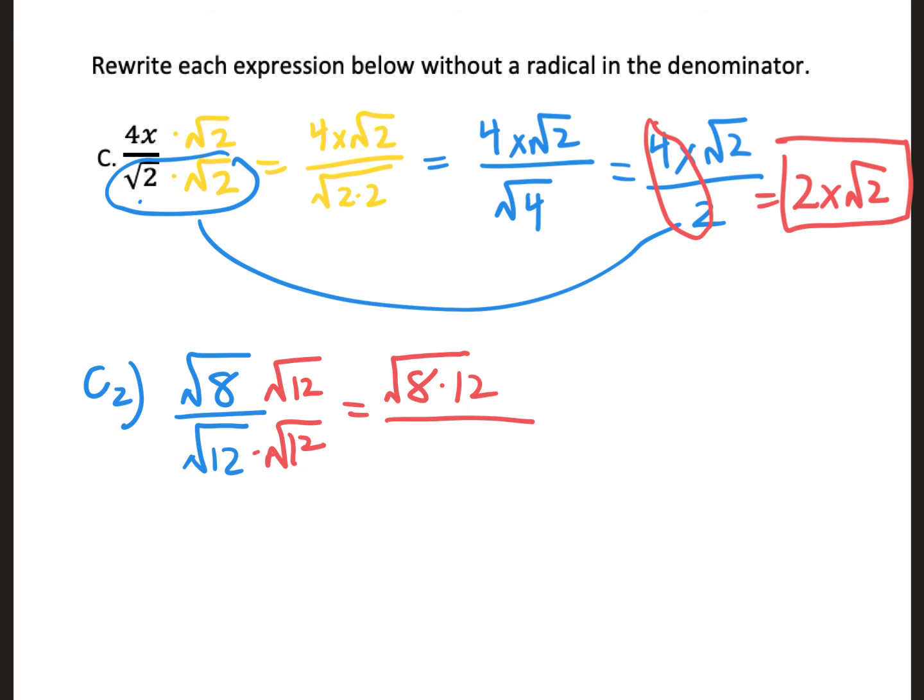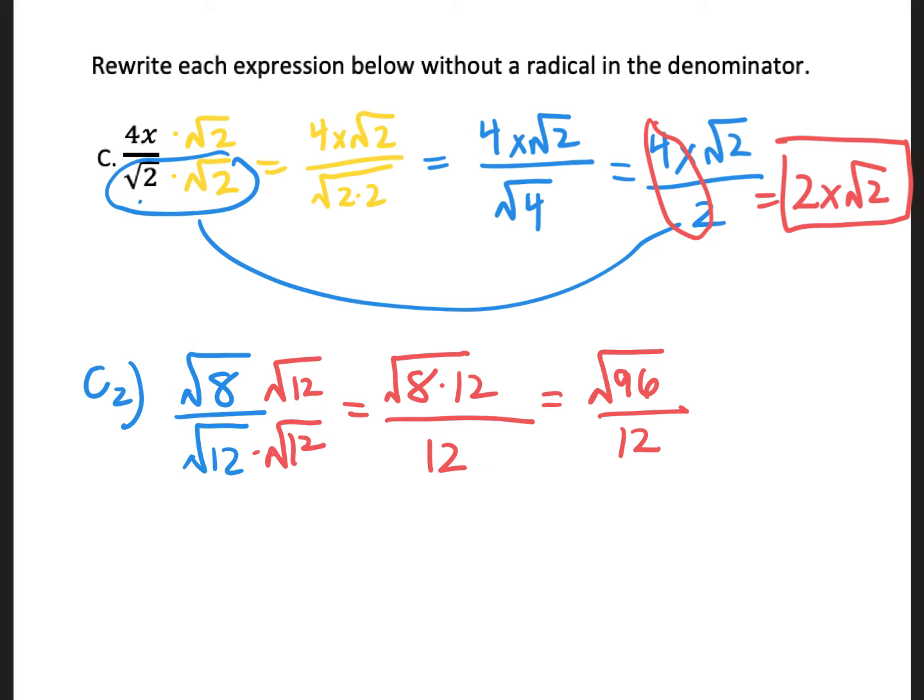On the bottom, remember, if you multiply a square root by itself, you're just going to be left with your number underneath. So you're just left with 12. Let me grab a calculator because my 12s are not all in my brain. If I do 8 times 12, I get 96. So you have the square root of 96 divided by 12. And you are looking for a perfect square that goes into 96.